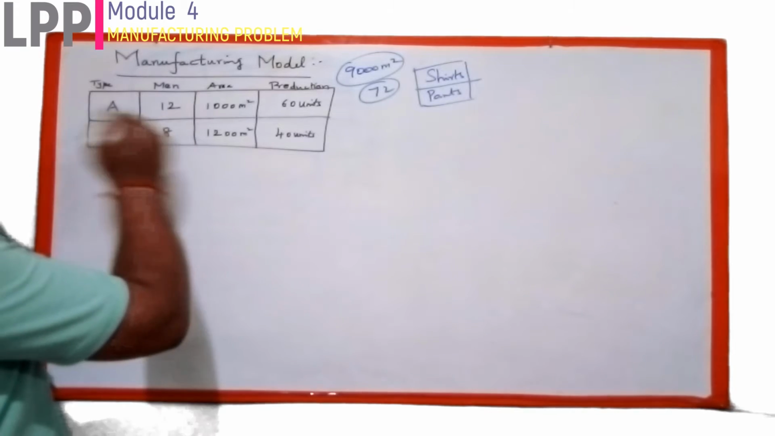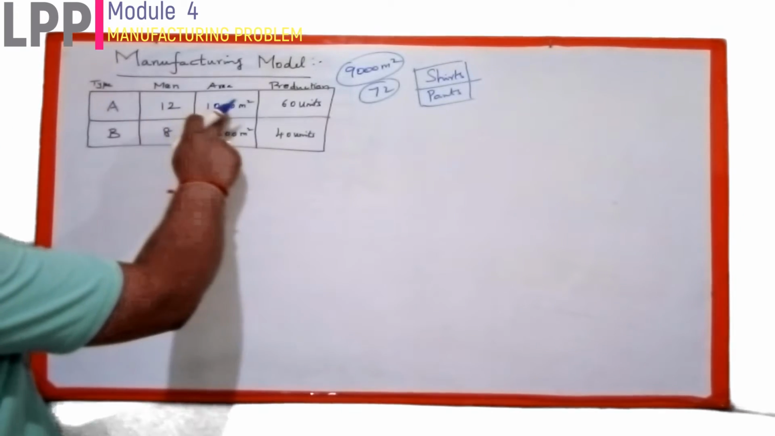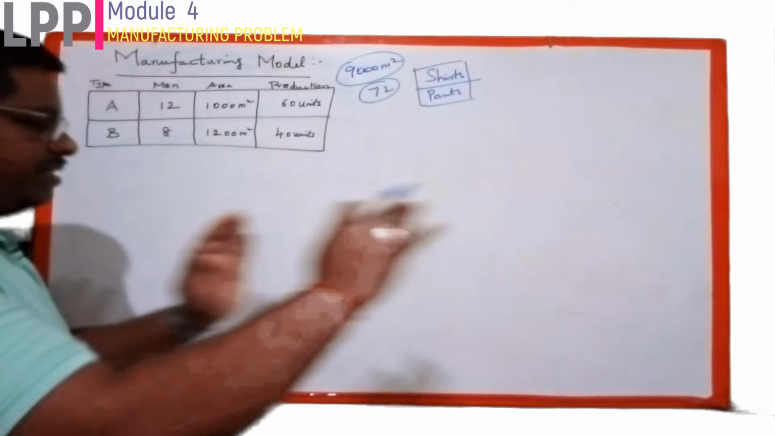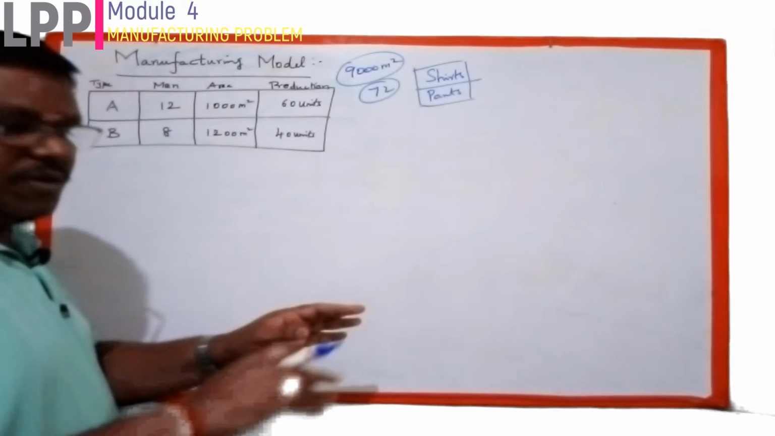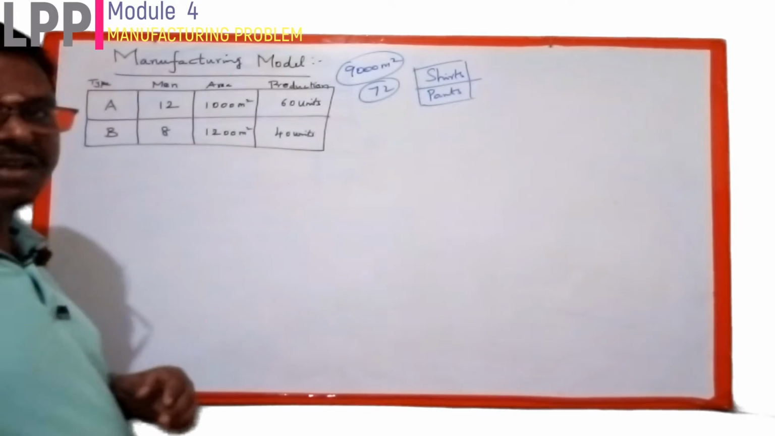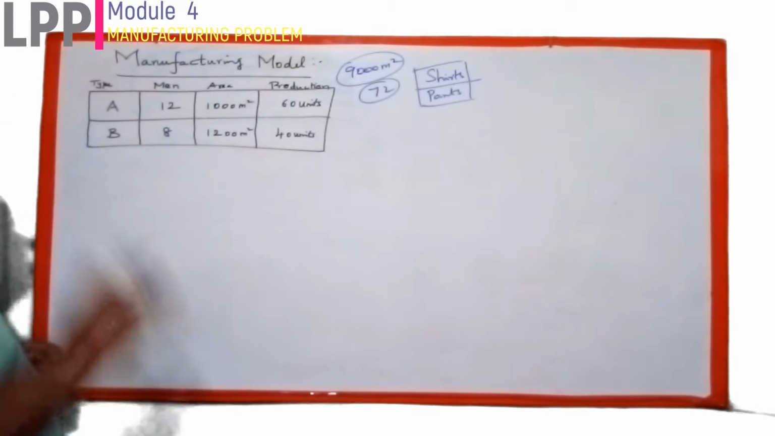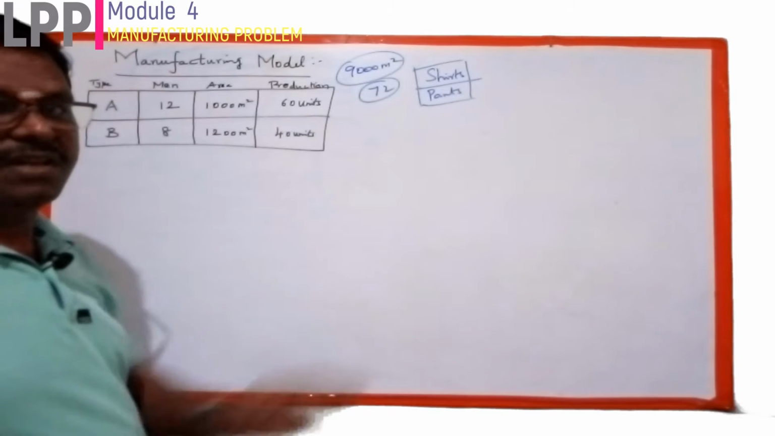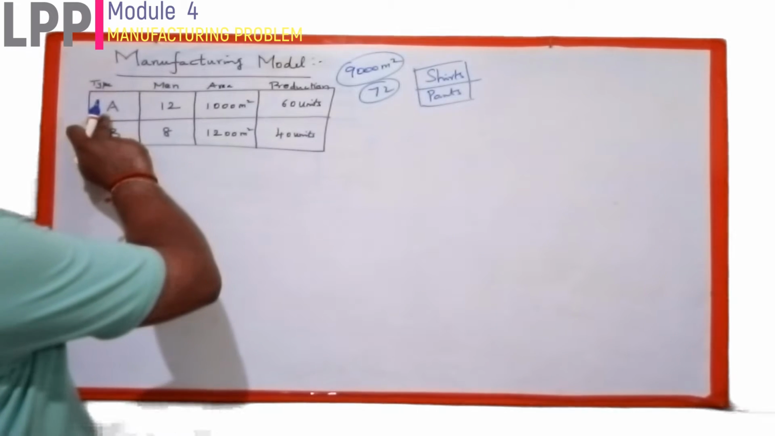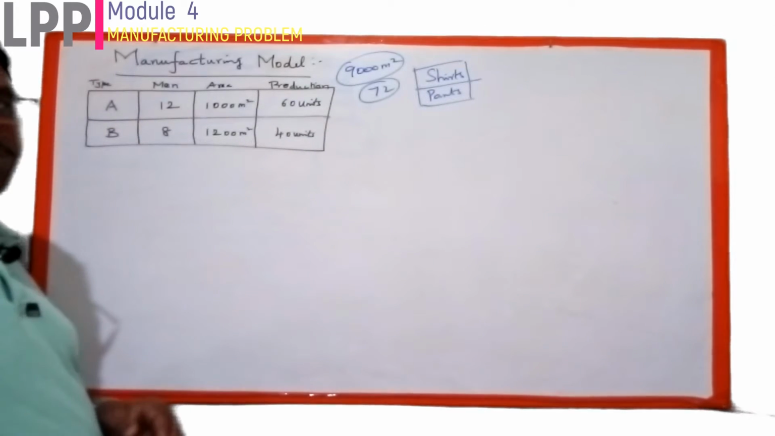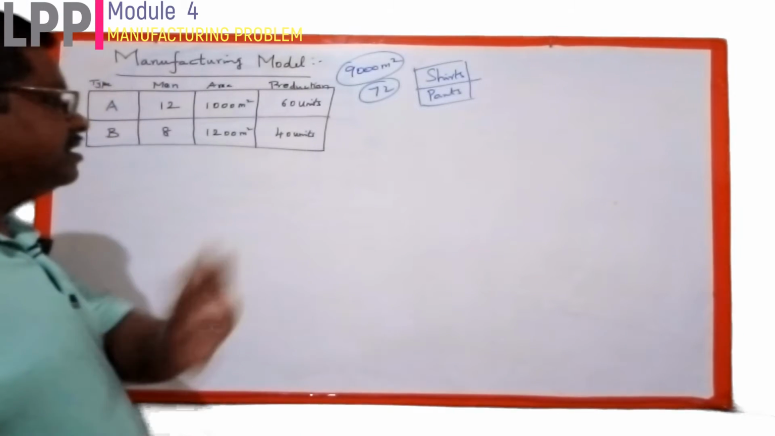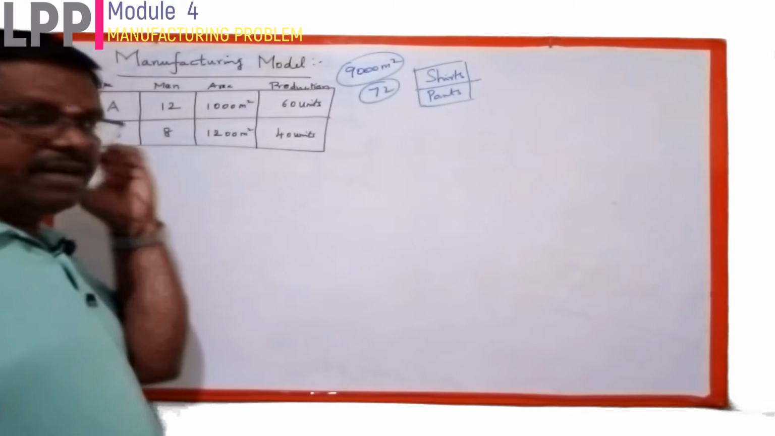Now, it is understood that machine A occupies a total of 1000 meter square of area. When we keep machine A and workers sit around it and work, it occupies 1000 meter square area. Similarly, machine B occupies 1200 meter square area. Next, what we observe is, for machine A, 12 members are needed to work. On machine B, 8 members are needed to work. These things are the main data given to us.